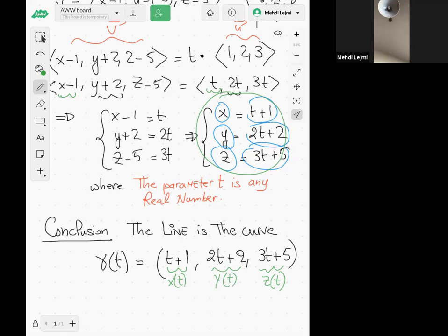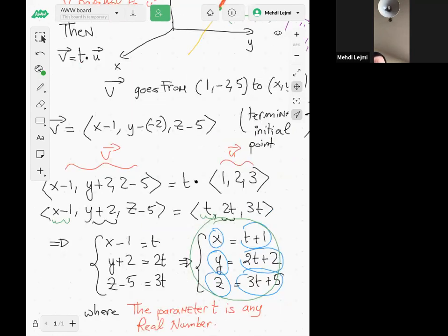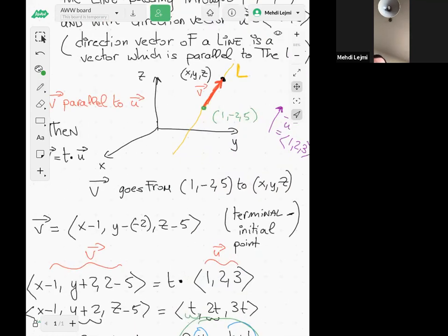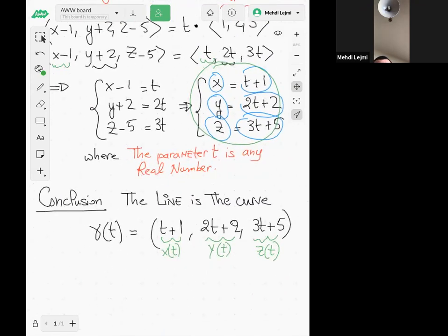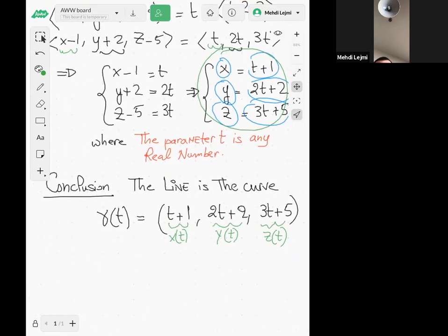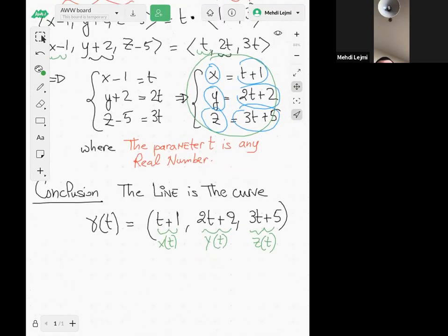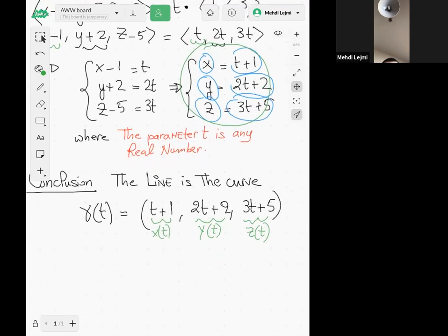So you see, in this example, our curve is just a straight line. The line L, this yellow line, is just a straight line, and that's an example of a curve. Now, is there any question first before the next example? You see, guys, a line in space corresponds exactly to the definition of a curve in space. You get 3 components, and each component is some function of t.